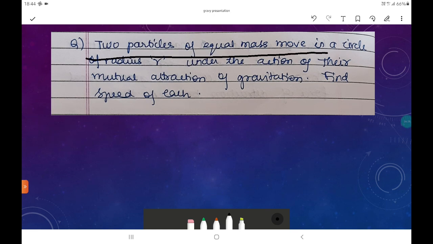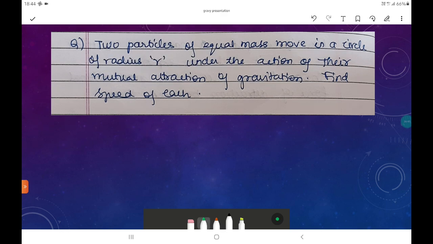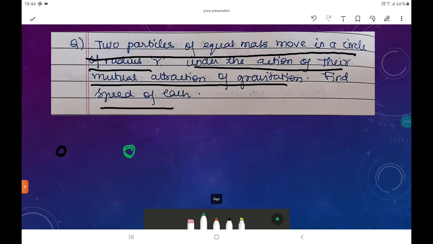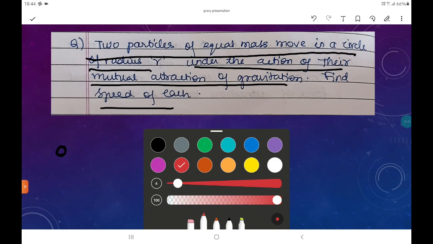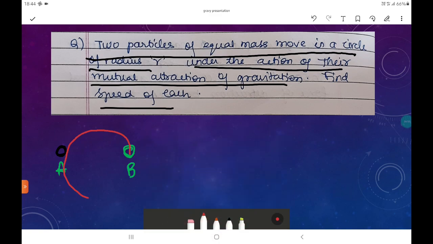Two particles of equal masses move in a circle of radius r under the action of their mutual attraction of gravitation. Find the speed of each. So what they are saying, these are two particles. Let us consider this is particle A and this is particle B. They are moving in a circle, under mutual attraction of force.